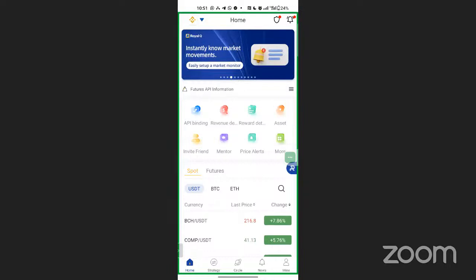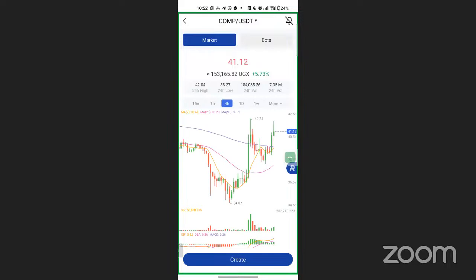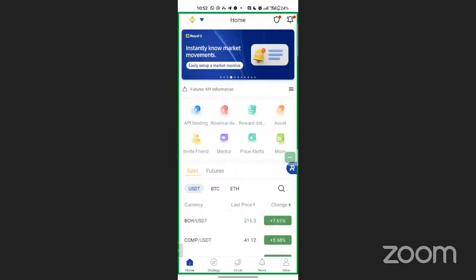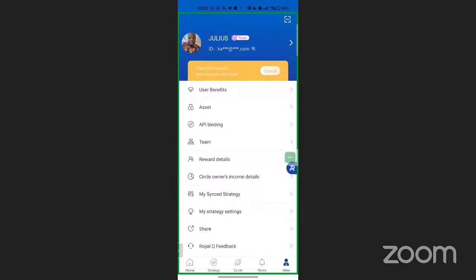Now when you pick a coin to trade, for example, you pick this coin and you tap on it. By the way, the first step is to set your strategy according to your capital. I don't know if that makes sense. You set your trading strategy according to your capital.